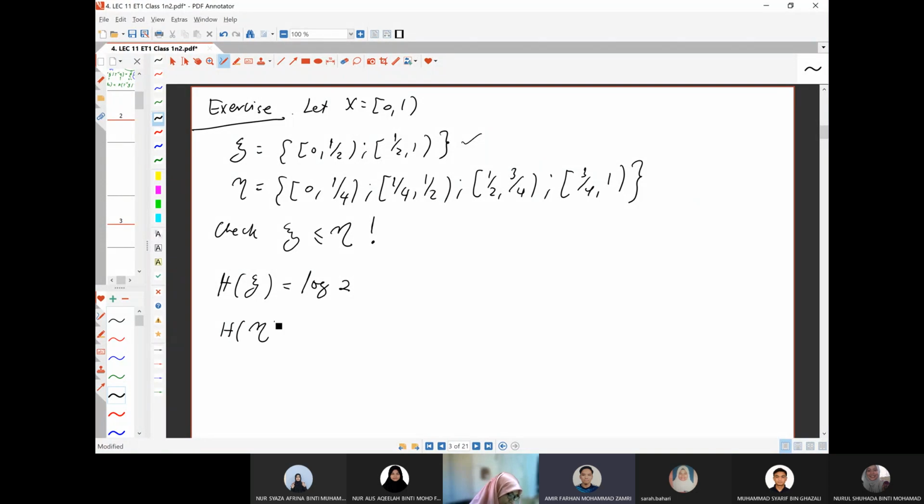Kena cari balik. Okay, kalau entropy of the eta, how many do you get? Sebab dia symmetric dan dia ada 4 elements in the partition, so this is log 4. So can you show that psi is less than or equal to eta? Yes, because you see that entropy of psi is less than or equal to entropy of eta, since this is log 2 and this is log 4. So that means you have shown that your calculation is correct lah.